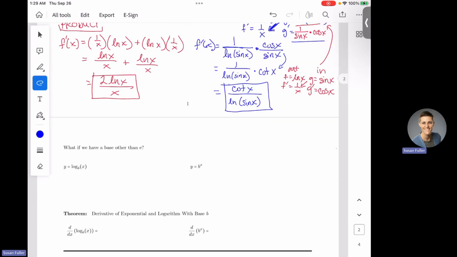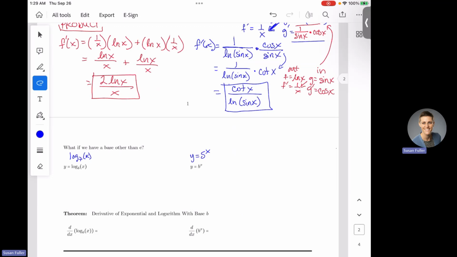What if we have bases other than e? So what if I have log base b of x, right? That might look like log base 7 of x. What if I have a different number down there? What if instead of y equals e to the x, I have something like y equals 5 to the x? I've got a different base than e. How do I take the derivative of these?